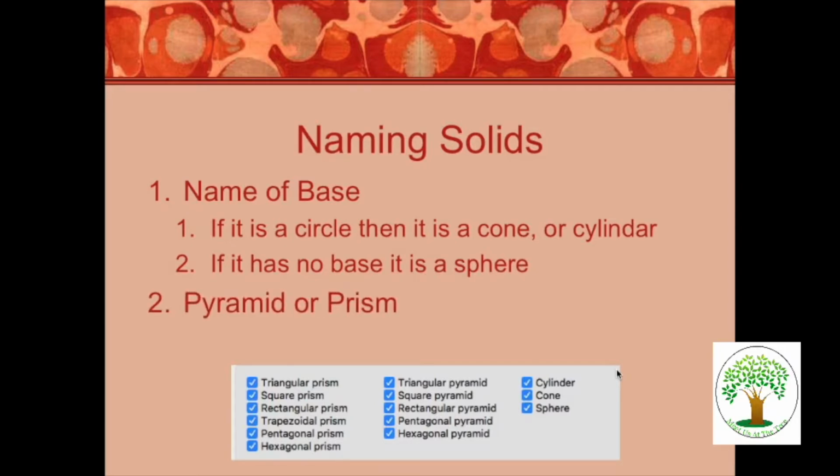Here are some examples of the ones you will have on your homework. You could have a triangular prism, a square prism, a rectangular prism, a trapezoidal prism, a pentagonal prism, and a hexagonal prism. Those are the types of prisms you could have. You could have a triangular pyramid, a square pyramid, a rectangular pyramid, pentagonal, and hexagonal. The ones that are totally not prism or pyramid would be your cylinders, cones, and spheres. We're going to do some examples of this. We're going to do numbers 1 through 4 together.